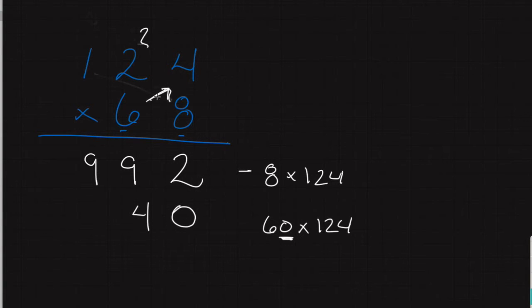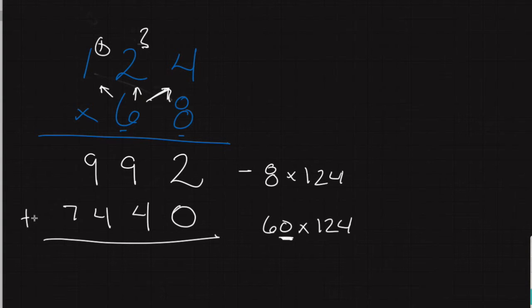I put these arrows here to help me remember where I'm at, right? So I just did the 60 times 4. Now I'm going to do the 60 times 2. 6 times 2 is 12. Plus 2 is 14. Carry the 1. And now I'm doing 6 times 1 plus 1 is 7.